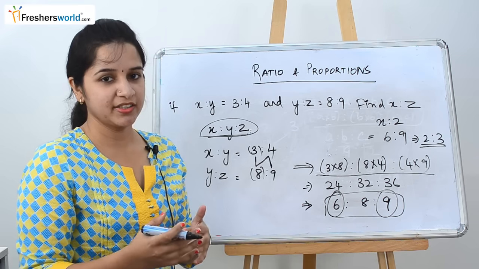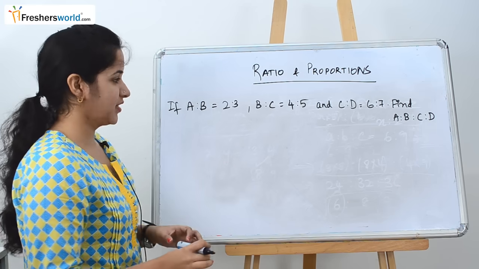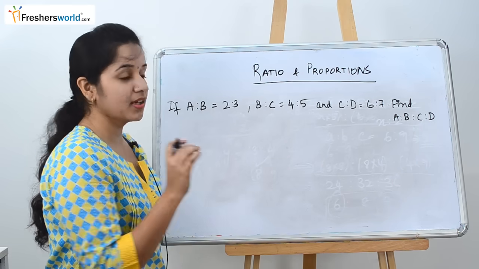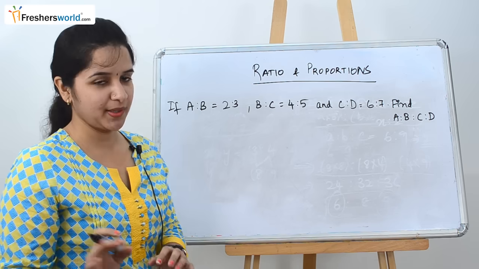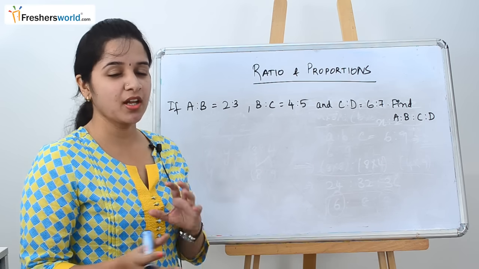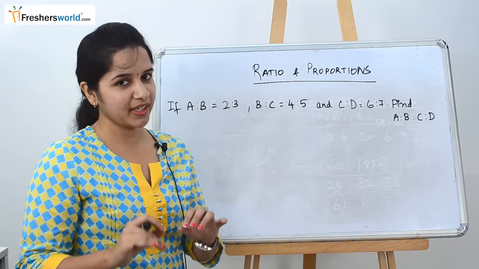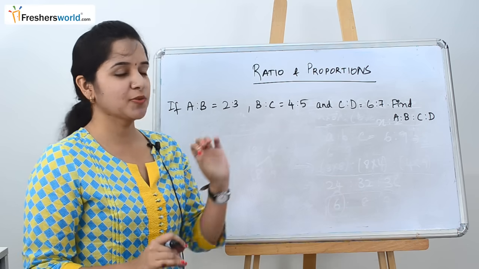Let's go for a higher number of variables to understand it better. In this question, they have given a is to b, b is to c, c is to d and are asking you to find a is to b is to c is to d. In the previous question, we found a is to b is to c through that inverted N. There is a similar technique here to find a is to b is to c is to d.